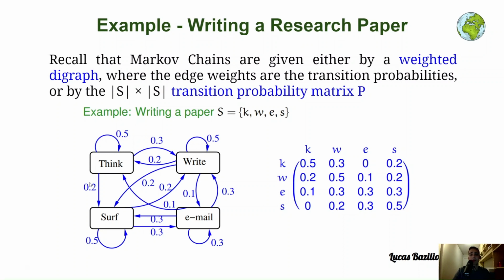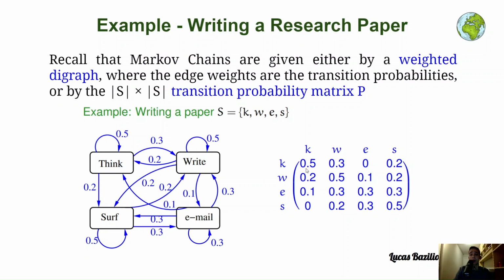Notice that from the digraph representation it is very simple to see that when we look at the transition probability matrix P, the node think is the state K, and we know this because of its probability distribution. We can see how in this row we have the probability distribution of the state K, which is 0.5, 0.3, 0, and 0.2, right? So here from the node think, we go to the same node with probability 0.5, which is precisely what is happening here.